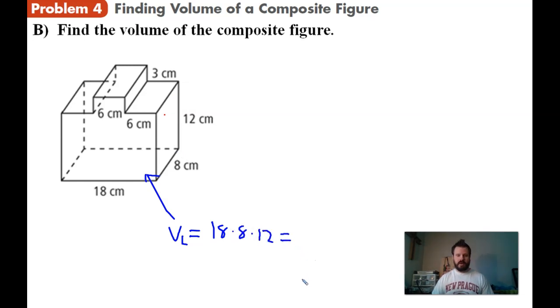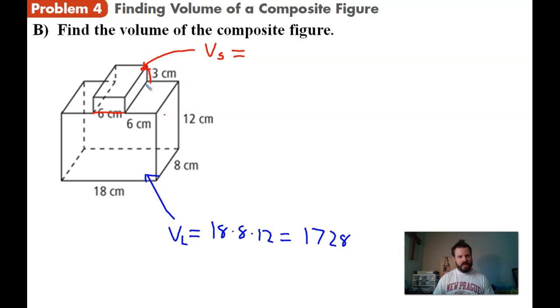Really we just need to find the 3 dimensions and multiply them together. 18 times 8 times 12 is going to be 1728. The top one's going to be a little trickier. We'll say V sub S for volume of the small prism. As far as its 3 dimensions go, we've got a 6, we've got a 3, and then what do we need?